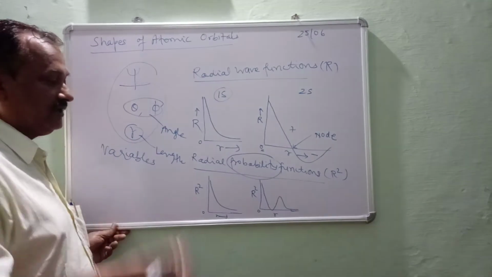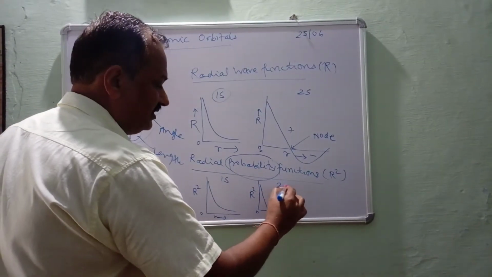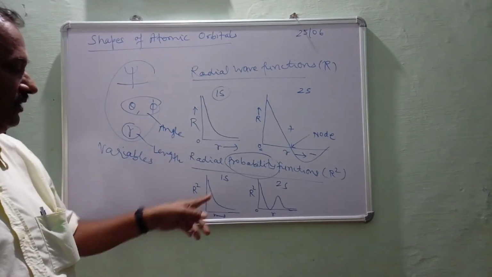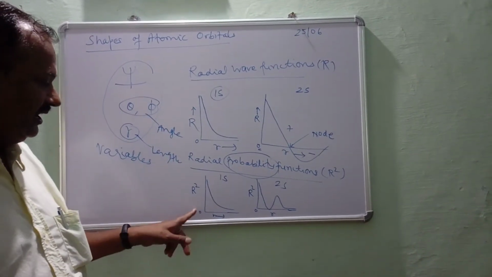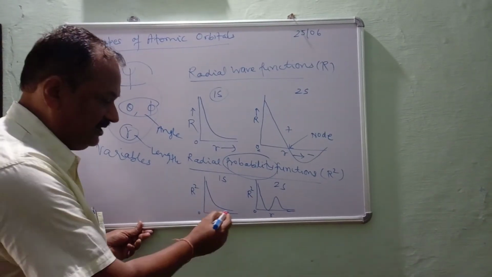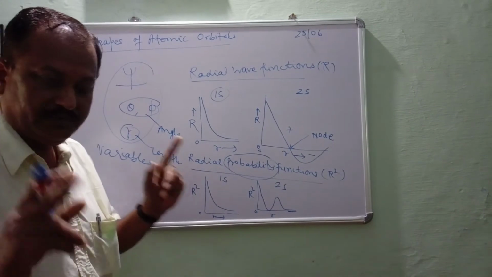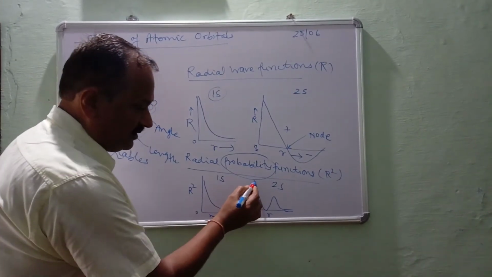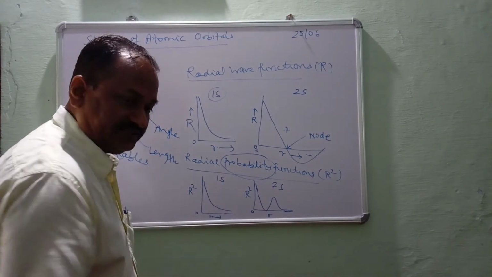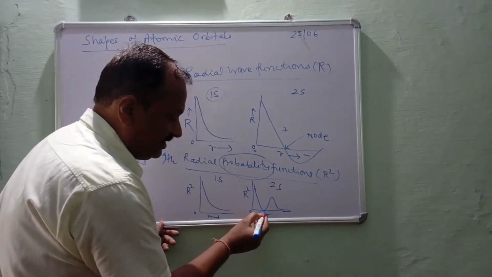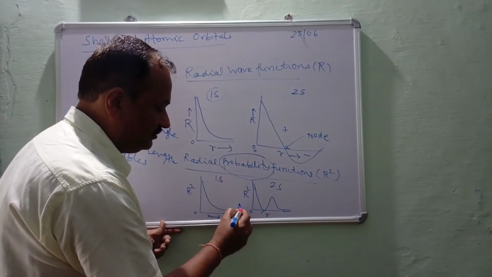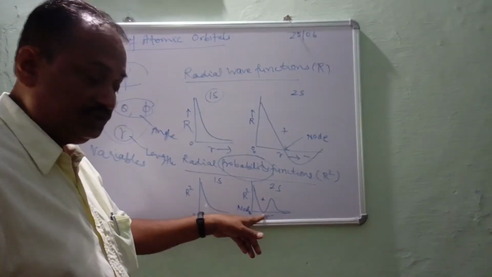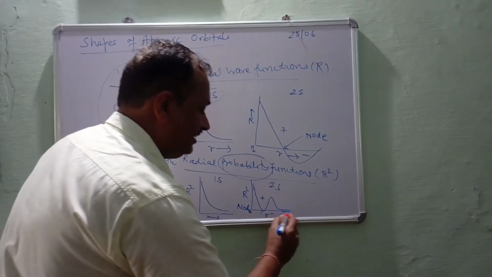So again, we draw a graph. This is for 1s, this is for 2s. Here the radial probability graph, R squared, for 1s is like this, and it is never 0. That means there is always a probability of finding electron density. Coming to 2s, initially this line never touches the axis, but after some time it becomes 0, and this is called a node. You may take plus or minus, but it is not minus, it is 0.